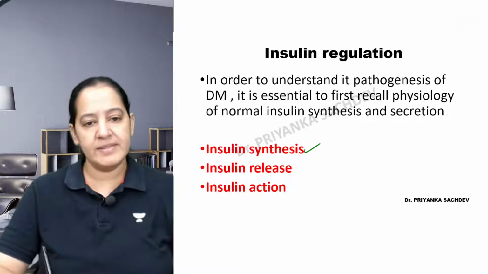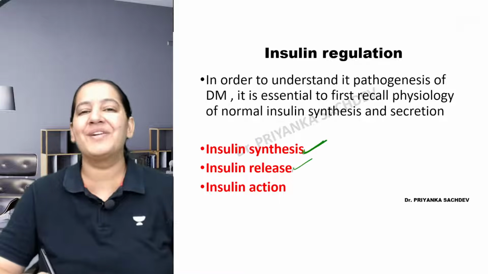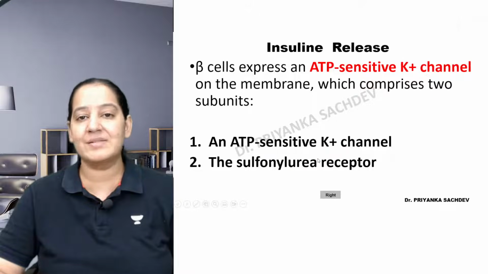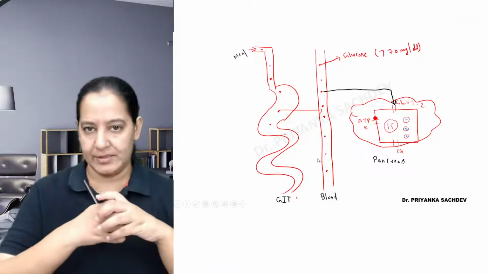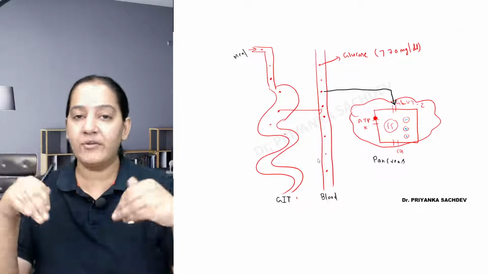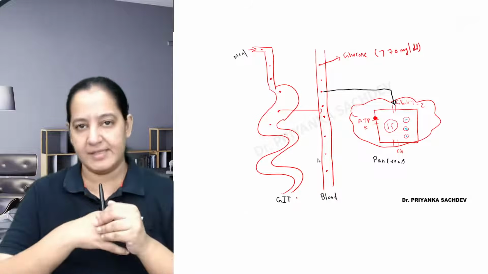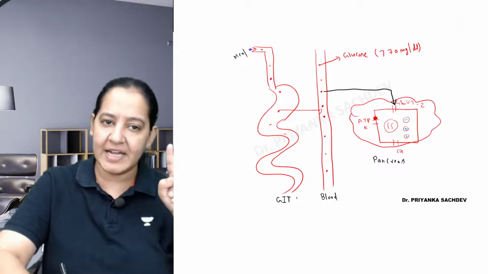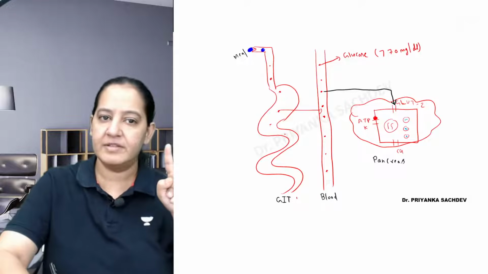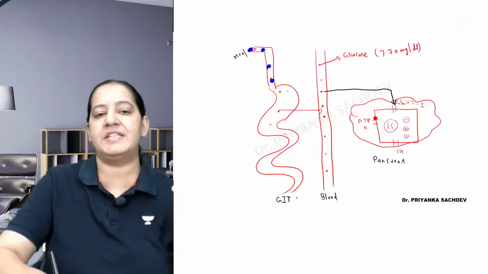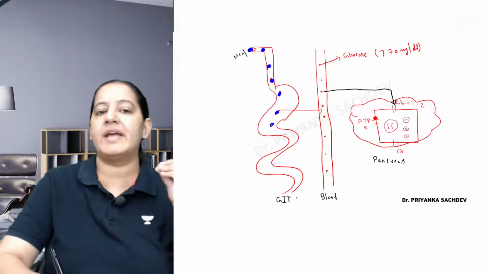We are done with insulin synthesis. Now I'm coming to insulin release. How is insulin released? Yesterday also I told you this story. Insulin will be released when there is a trigger. So whenever any person takes a meal, the glucose is going inside. The person is eating, so the carbohydrate glucose is going in the GIT.